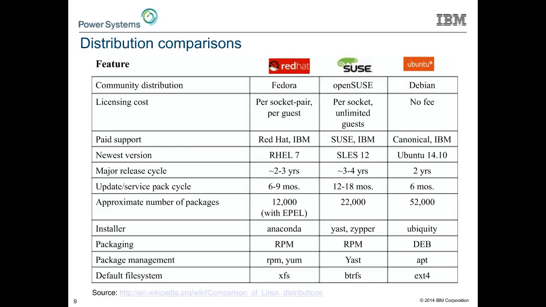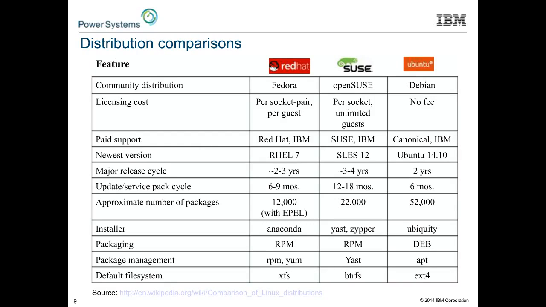SUSE is 3 to 4, sometimes extending a little longer than that. And Ubuntu, as I've already said, they do a long-term support release every 2 years that they support for a longer period of time. Then each vendor has a different update or service pack cycle. They, of course, all provide web updates for critical sorts of things or online updates that can go into the repositories that you can pull.